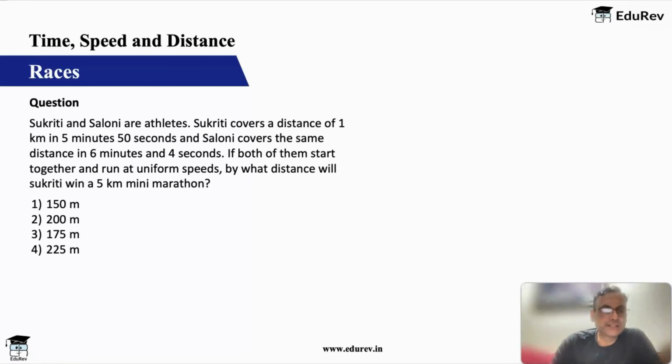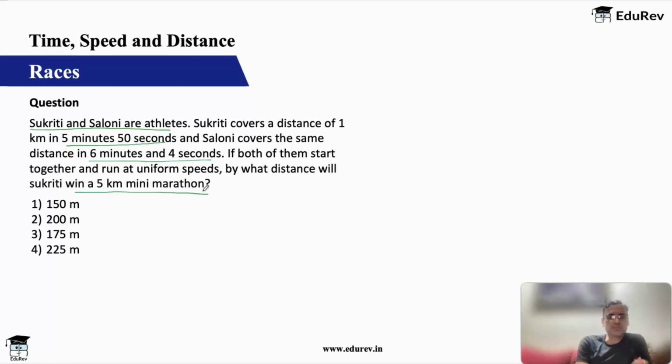Sukriti and Saloni are athletes. Sukriti covers a distance of 1 kilometer in 5 minutes 50 seconds. Saloni covers the same distance in so much. If both of them start together, run at uniform speed, by what distance will Sukriti win a 5 kilometer mini marathon?